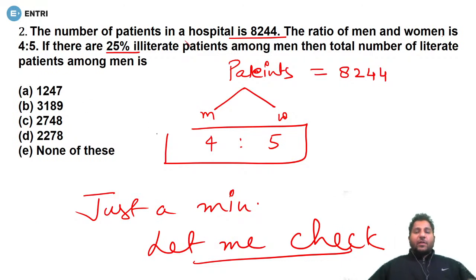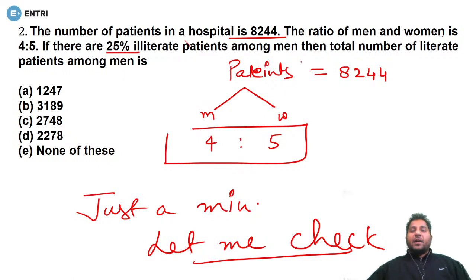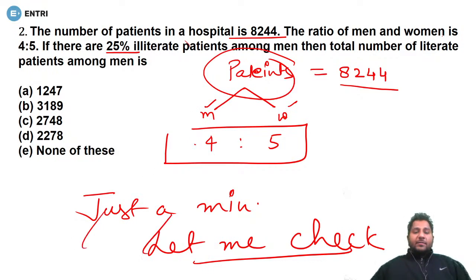All right. Let's solve this question. How are we going to solve this one? Look at this. The total number of patients in the hospital is given as 8244, while the ratio of men to women is given as 4:5, and 25% of the men are illiterate patients. So let's find the men first.